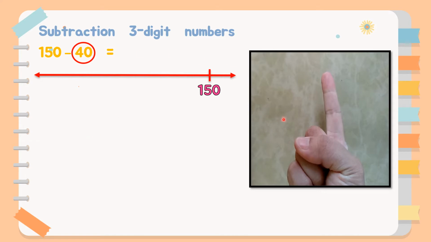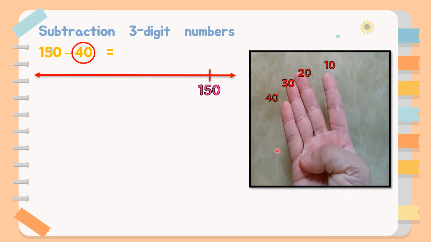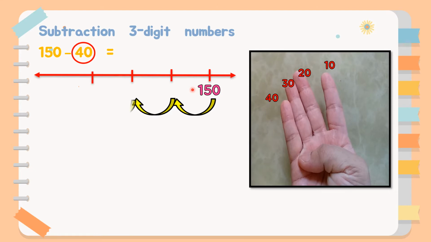Okay, look at this video. 10, 20, 30 and 40. So we will subtract 4 times. 4 kali. Okay, 1, 2, 3 and 4. Every step we will subtract 10 or count back in 10. What is count back in 10? Minus 10. Minus 10, minus 10, minus 10 and minus 10.